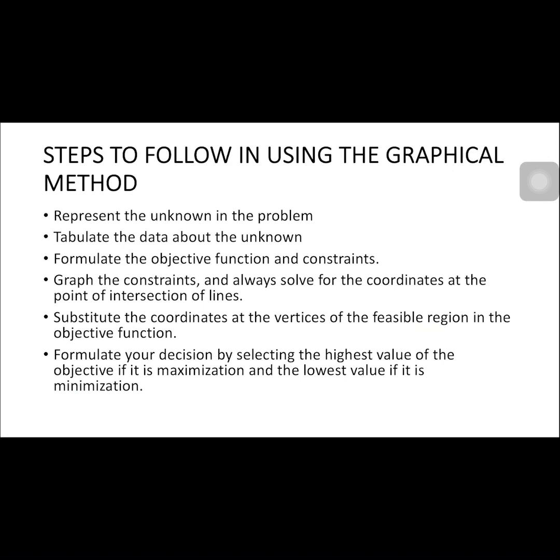The steps to follow in using the graphical method. First, represent the unknown in the problem. Tabulate the data about the unknown, if necessary. Formulate the objective function and constraints. Graph the constraints and always solve for the coordinates at the point of intersection of lines. Substitute the coordinates at the vertices of the feasible region in the objective function. Then formulate your decision by selecting the highest value of the objective if it is maximization and the lowest value if it is minimization.